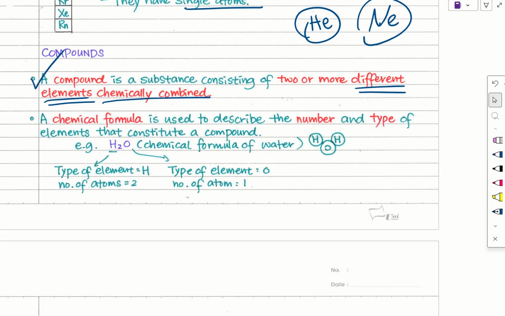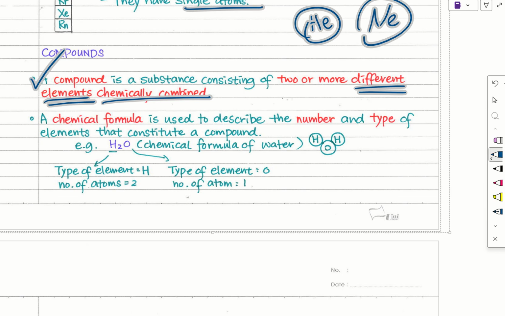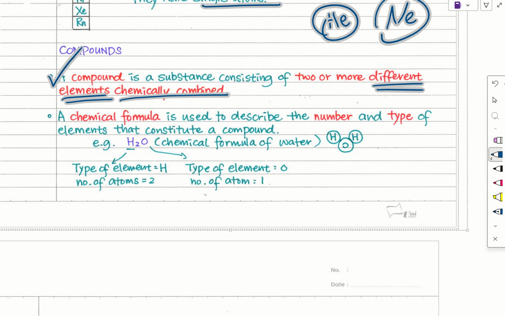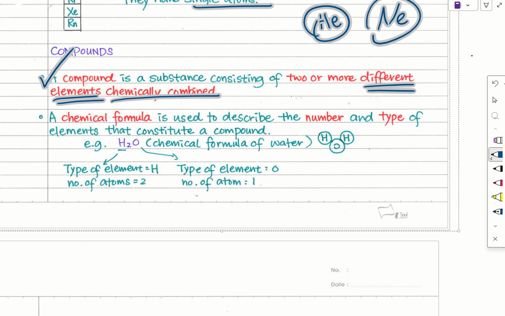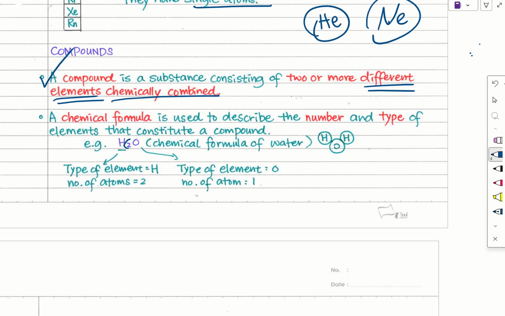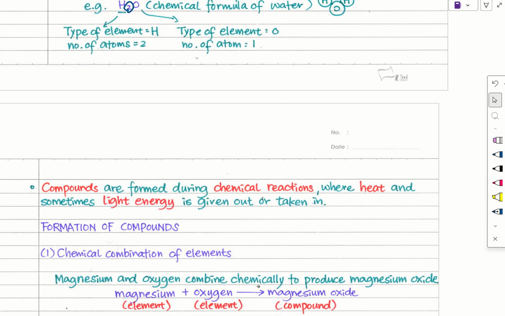So H2O, we covered that. How many elements are there? There are actually 2 elements, H and O. And how many atoms of H? We have 2. You can actually count. The number that comes after the letter belongs to the letter before it. So I have 2 H and 1 O.